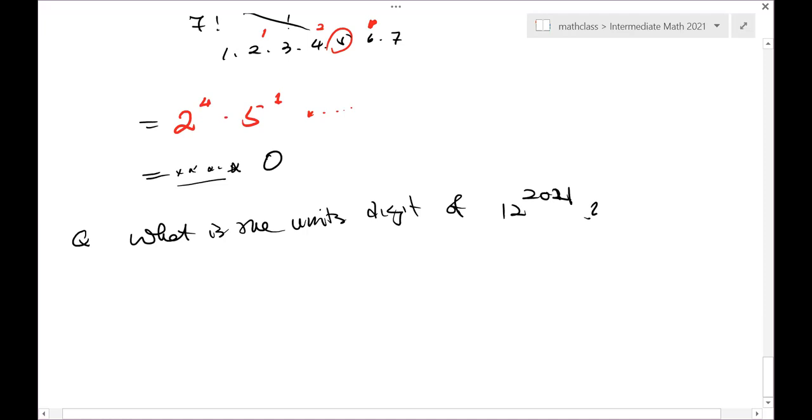All right, so what is the units digit of 12 to the power 2021? Now, of course, this power is so large, but we're trying to figure out a pattern. And maybe there's a short, quick way to solve the problem. Okay, find the pattern, yes.